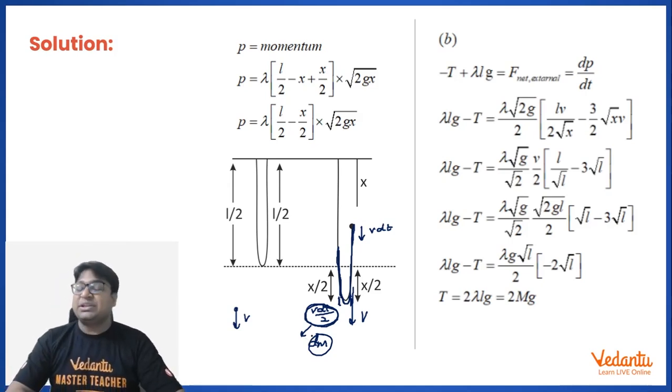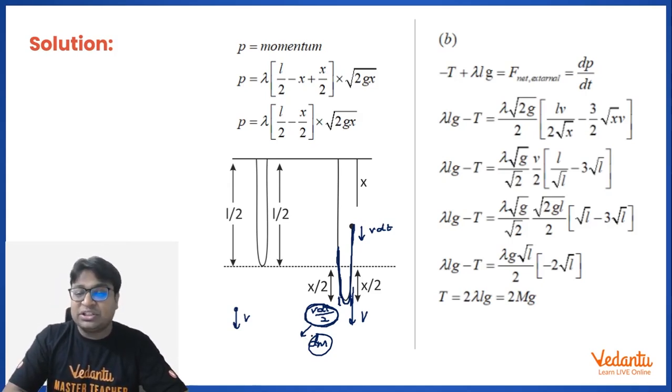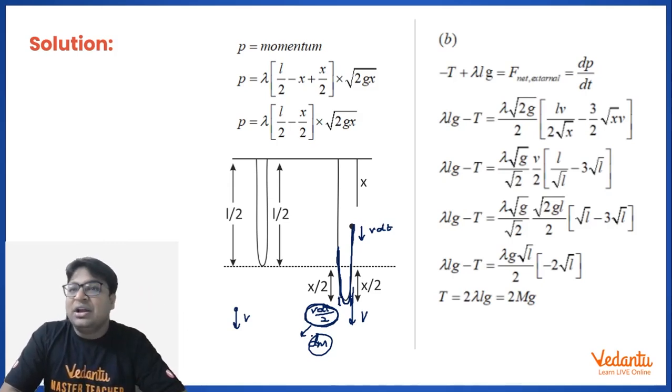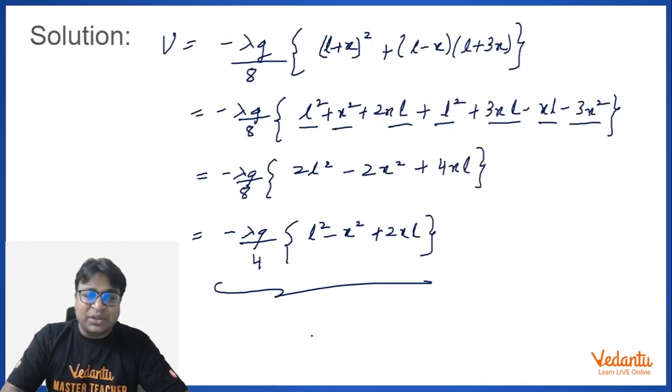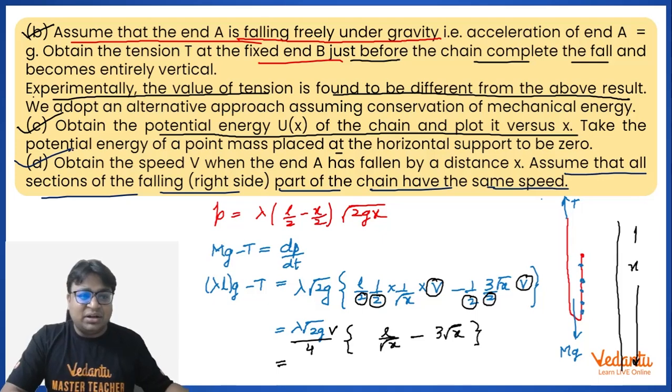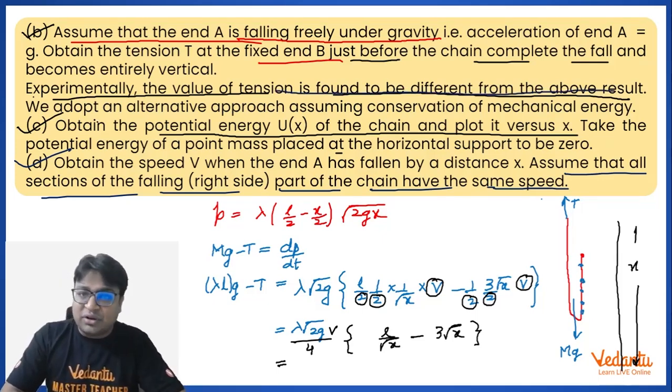So all right, we accept that this particular assumption that the energy is conserved may not be correct. I hope you buy this argument now, you agree with this. But what was wrong with the first solution? The question said that practically, experimentally, the value of tension is found to be different from the other result. So what is wrong there?